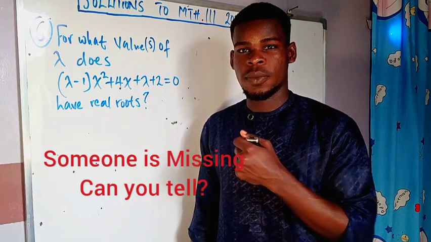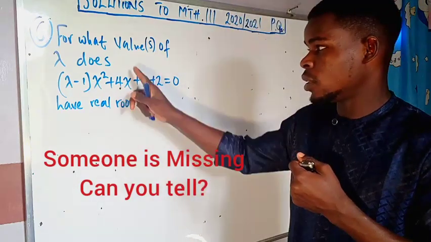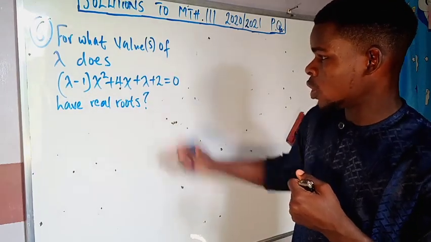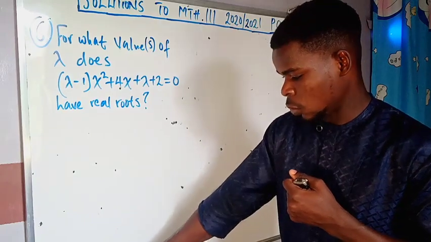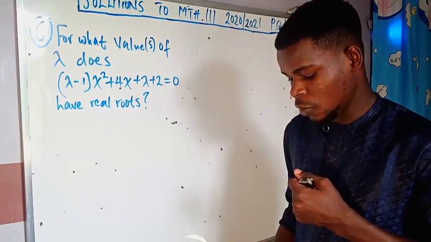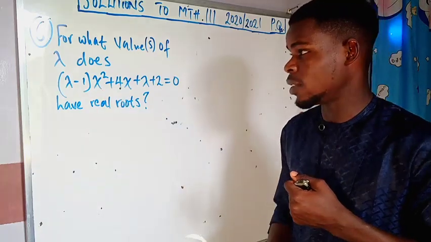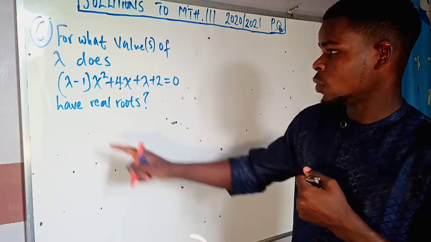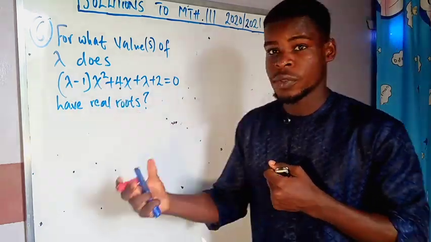Okay, now I want to answer the number 6 question. Now the question is, for what values of lambda does lambda minus 1 x squared plus 4x plus lambda plus 2 equals 0 have real roots? Alright, so we are to find the values of the unknown here, which is lambda. In this case, we are not to find the values of x, because we are asked to find the value of lambda, so that this quadratic equation here will have real roots, right?